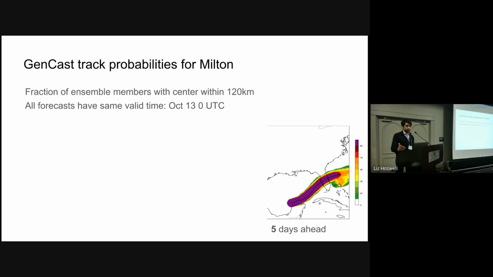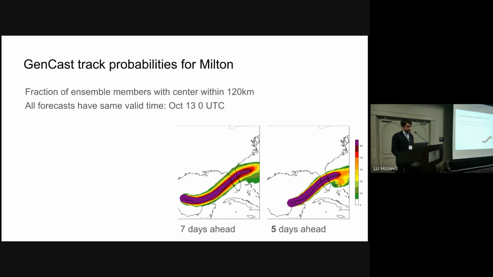So Milton was more predictable. So now we're looking at 5 days ahead. Again, we are maintaining valid time, so we fix valid time and we keep going to earlier and earlier predictions. So I think as with the NWP models, most of our ensembles were very focused around the right area, 5 days ahead. So we started looking earlier, 7 days ahead.